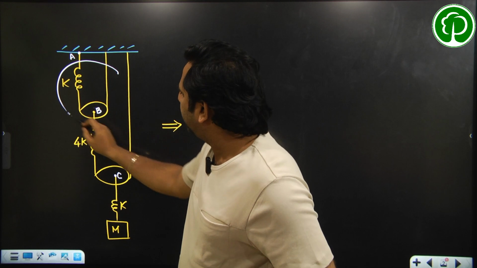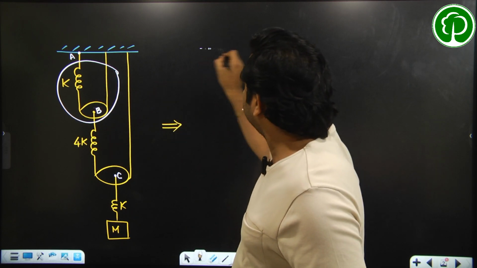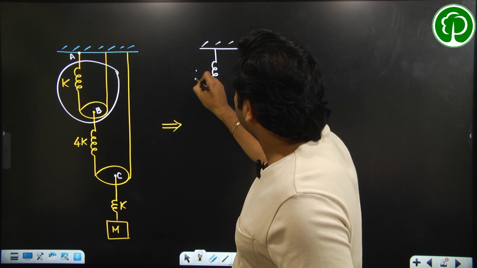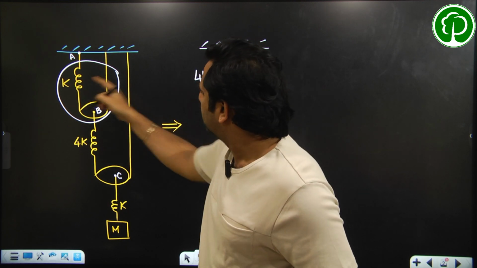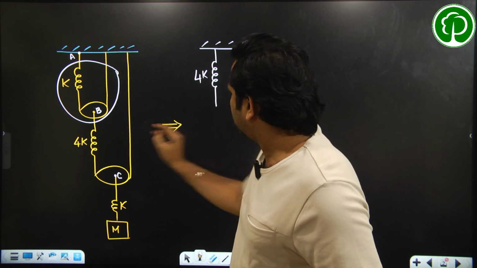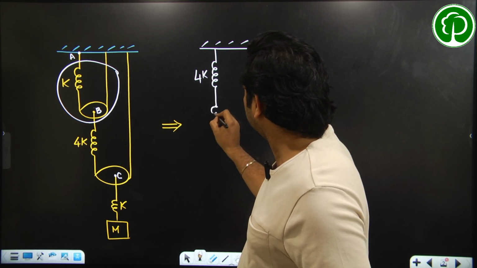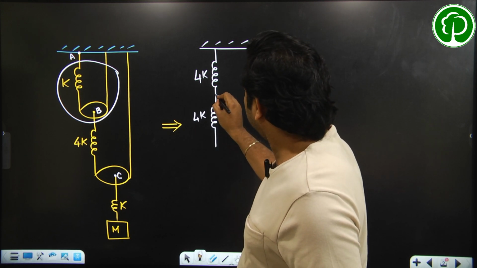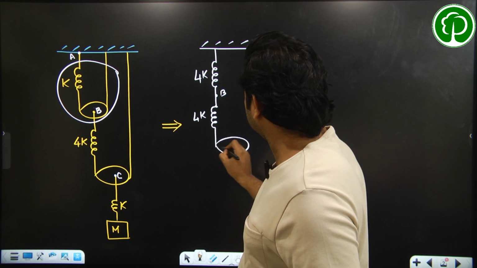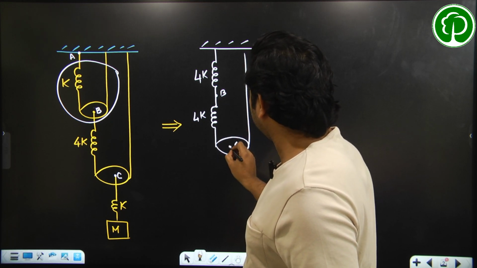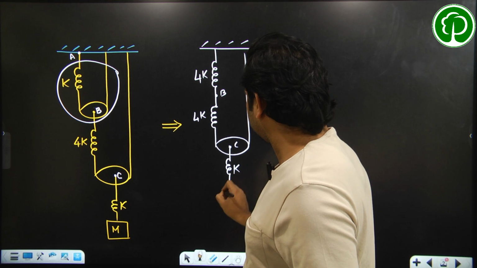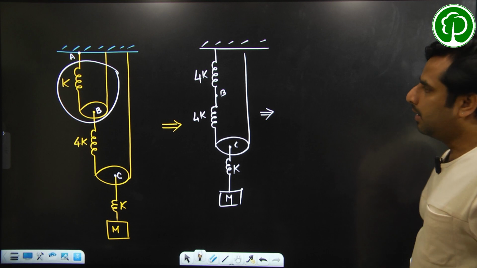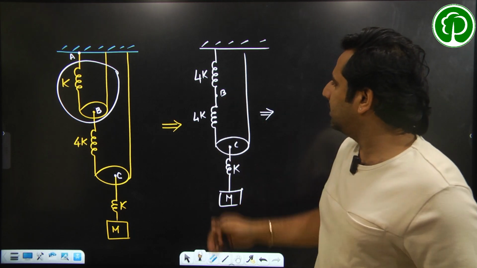Now, pulley plus spring, I can replace this with a single spring of spring constant 4 times the spring constant of this spring. So it becomes 4k, and this is connected to another spring of spring constant 4k. So this is point B and this is point C. As you can see in the figure, there is another spring of spring constant k connected to this mass m. Now 4k and 4k are in series.